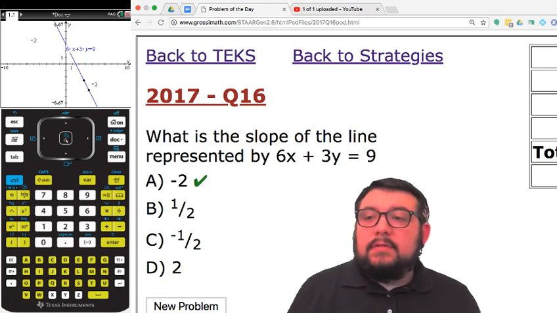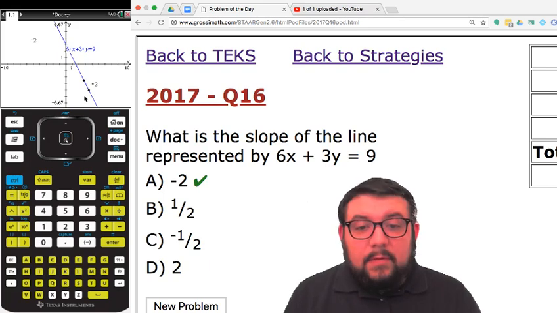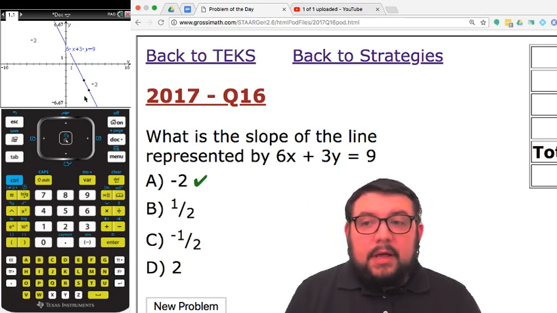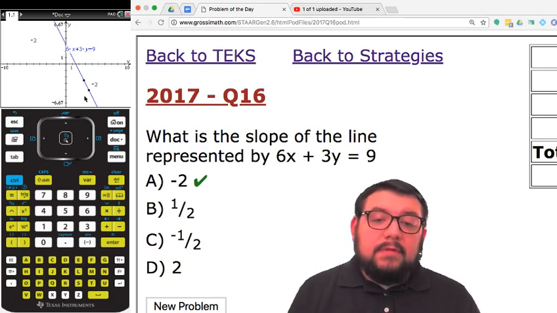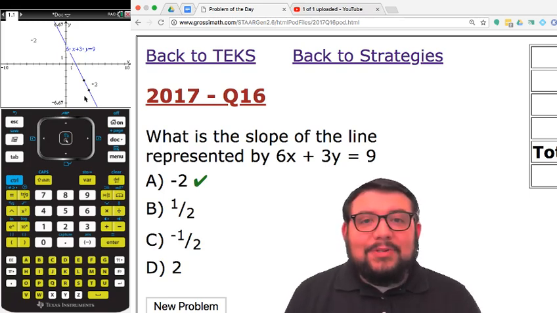There's your answer, -2. Okay, so in this video, we reviewed how to find the slope of the line using the TI-Nspire calculator by the strategy called GRA, which stands for Graph, Relation, Analyze. I hope you learned something today, and I hope you're feeling more and more prepared for your Algebra STAAR.